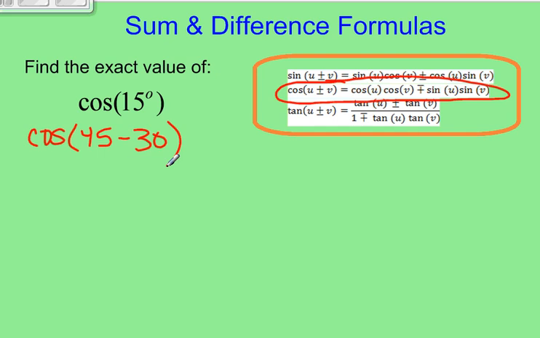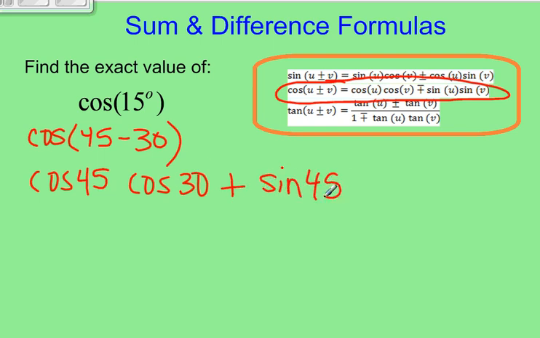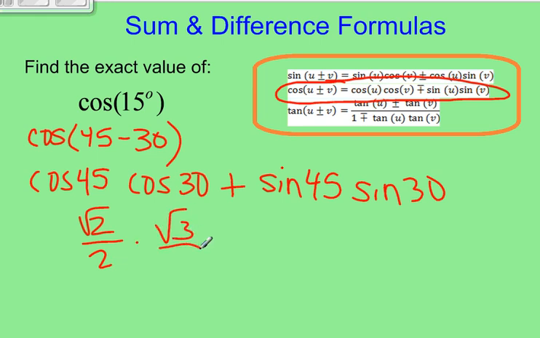And then we're going to follow the pattern. We've got cosine of 45, cosine of 30, opposite in sign because this is cosine, so we get a plus, sine of 45, sine of 30, and then we evaluate. So the cosine of 45 is the square root of 2 over 2. The cosine of 30 is the square root of 3 over 2. The sine of 45 is the square root of 2 over 2. And the sine of 30 is 1/2.